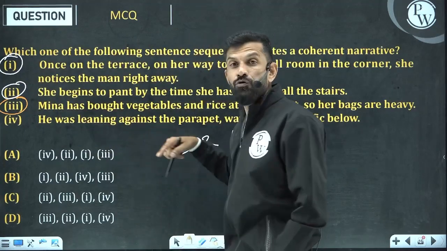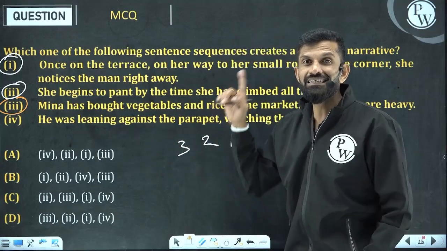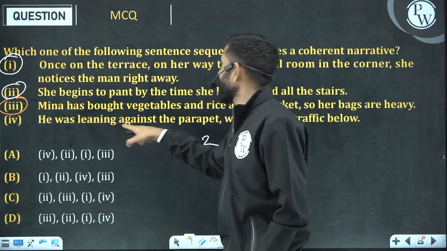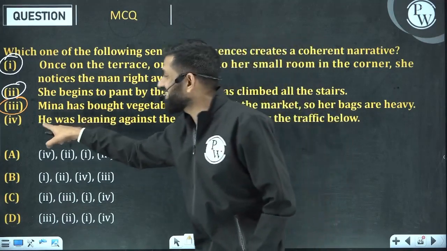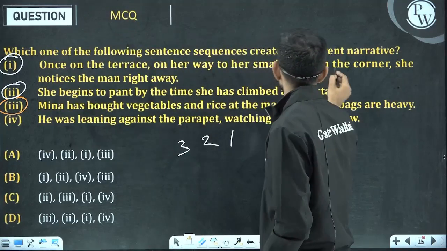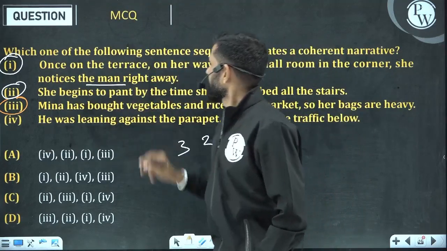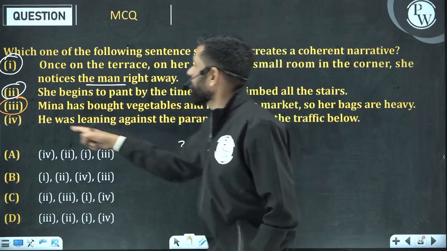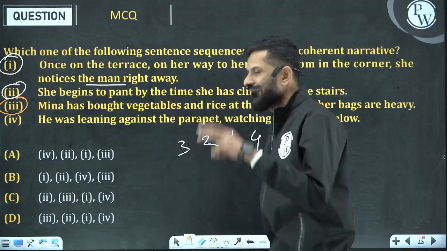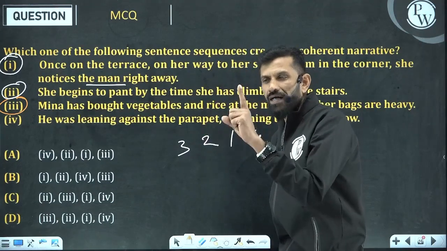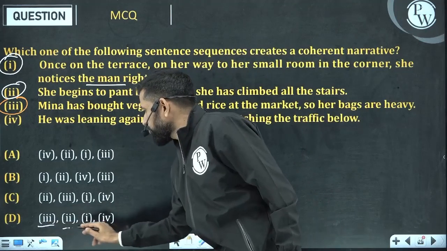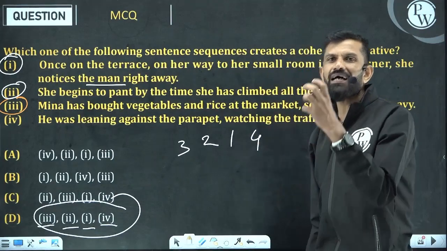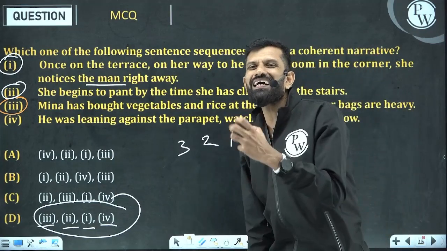Next, he was leaning. Who was leaning? Meena is not a male here. So he means that the man should be talked about. The man was leaning against the parapet watching. So here they are using "he", since they already talked about the man. Then the pronoun used over here is: he was leaning against the parapet watching the traffic below. So the fourth one. So our arrangement should be 3, then 2, then 1, then 4. This is the proper arrangement of these sentences to make a meaningful paragraph, a meaningful passage, or a meaningful coherent narrative.